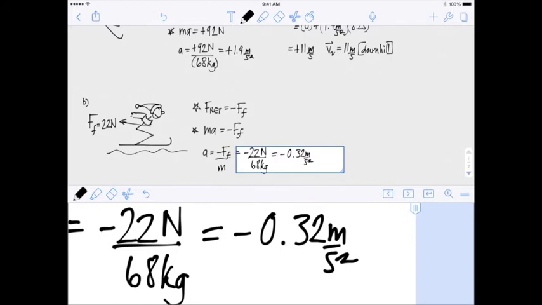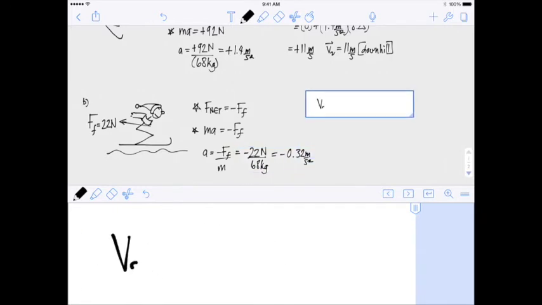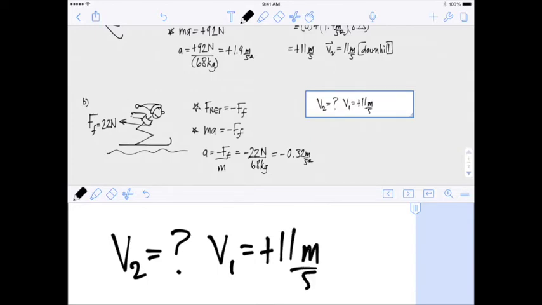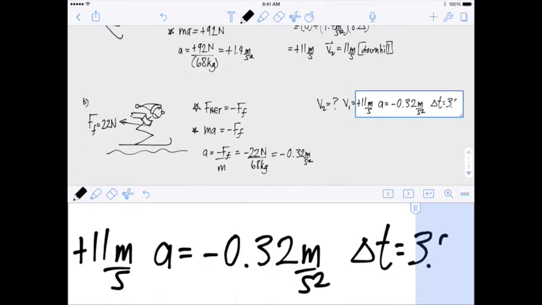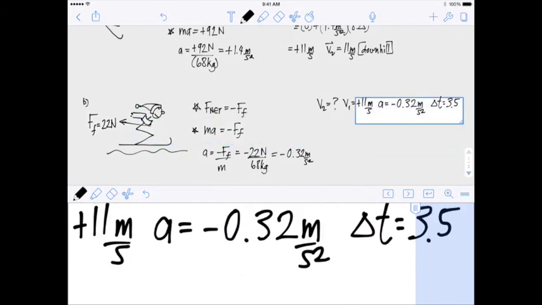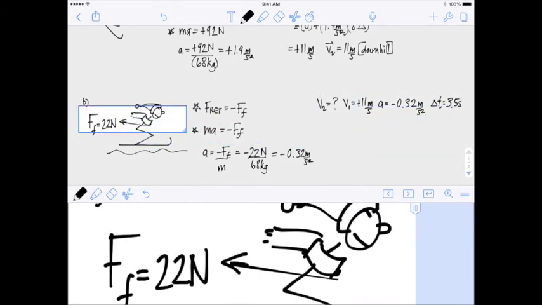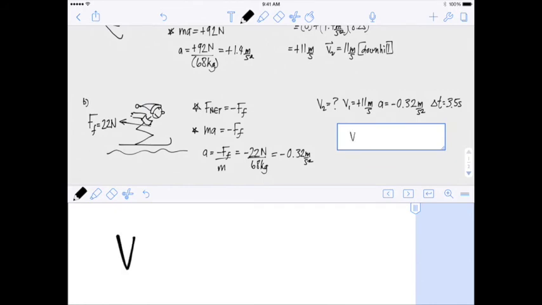So this negative acceleration implies that the object is slowing down. In order to find the final velocity, v2, of this object, assuming it started with a speed of positive 11 meters per second and will be decelerating at a rate of negative 0.32 meters per second squared, over a time of 3.5 seconds, we can use kinematics equation number 2 to determine the final speed.